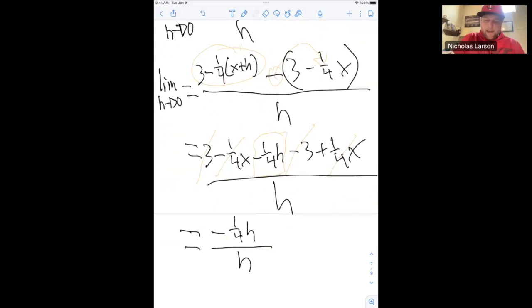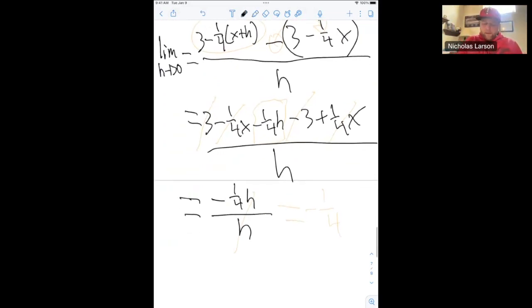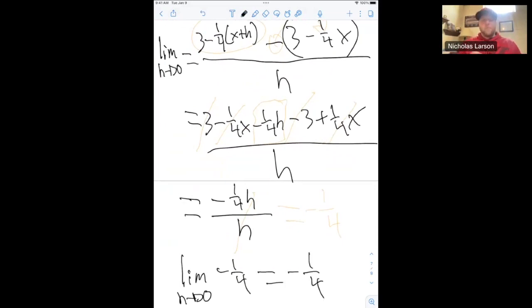Again, I can see, hey, I've got h on the top, h on the bottom. Therefore, this is going to equal the limit as h approaches 0. I have nothing. I have no h's left. Therefore, it's not going to move. It's going to stay exactly the same.